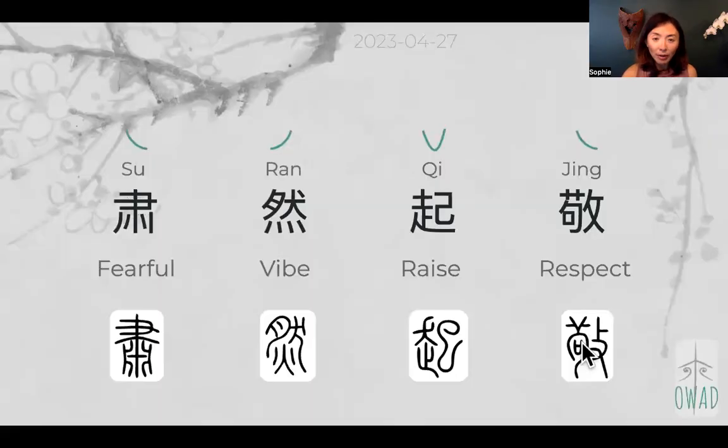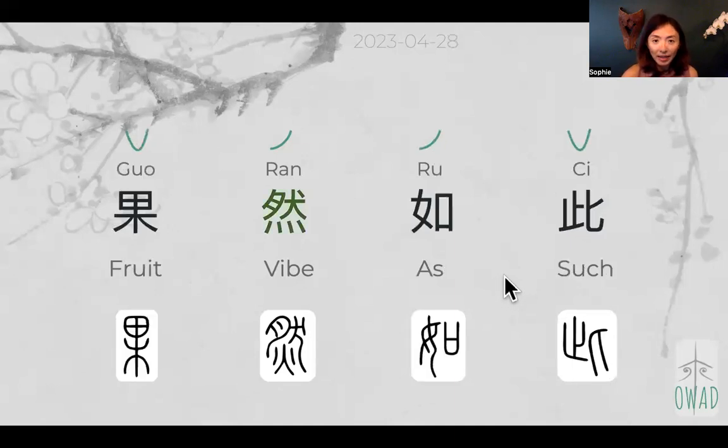So yesterday we talked about 肃然起敬, this process of awe-inspiring moment that we all of a sudden get this almost like goosebumps or sense of fear generated that we show respect to something or somebody. So that's the 肃然起敬 moment. And today we have this 然. So instead of 肃然 today, we have 果然. 果然如此 is a commonly used Chinese expression.